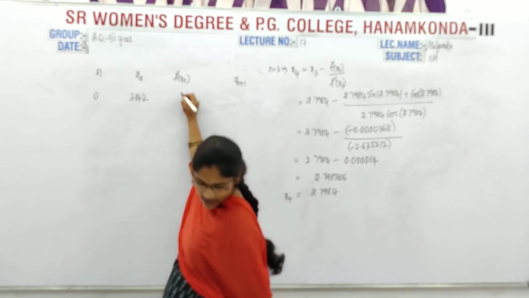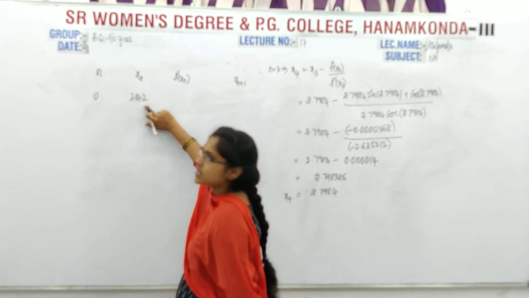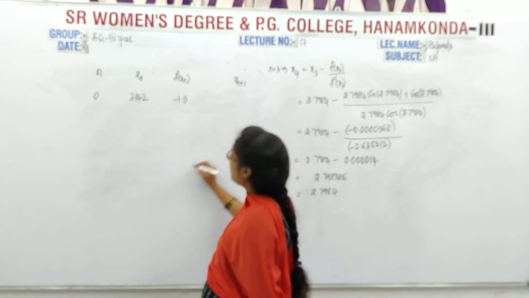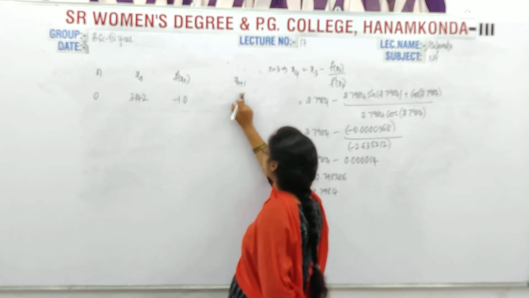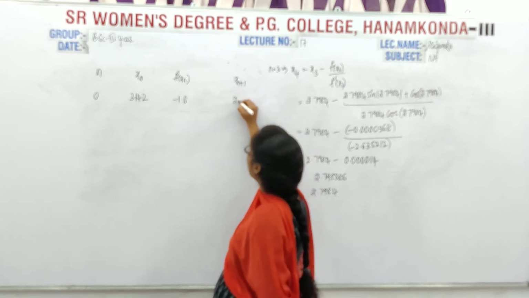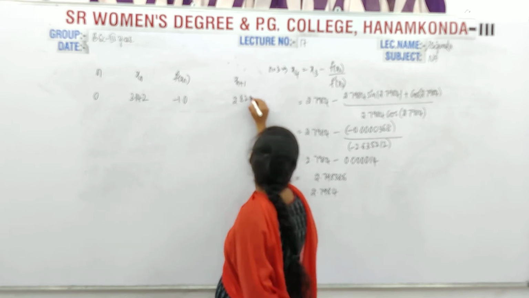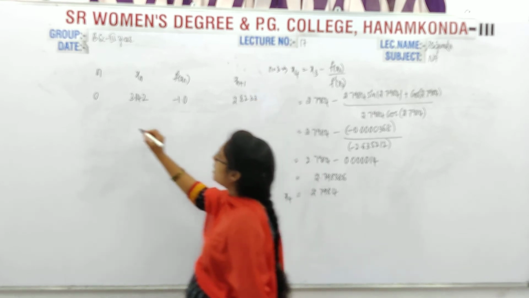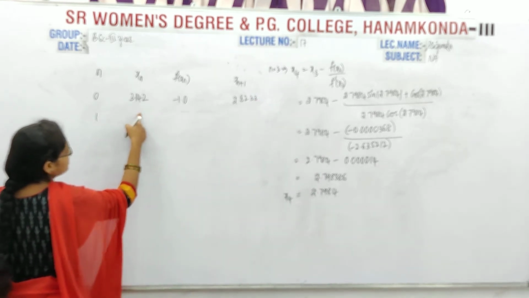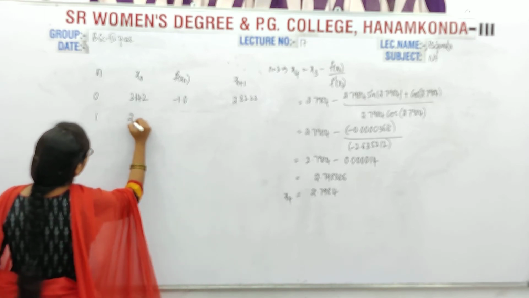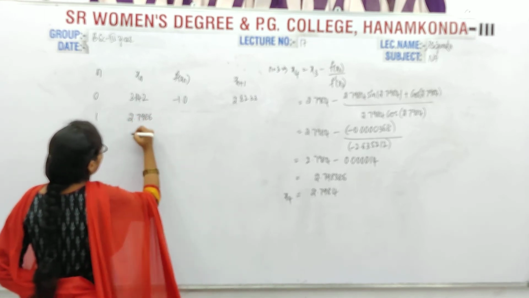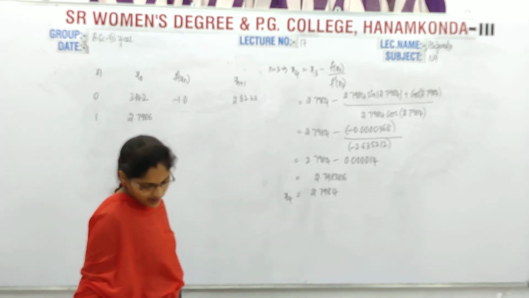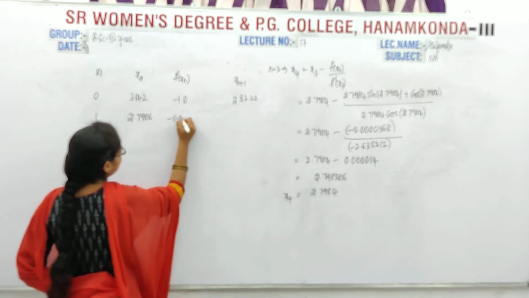Next f of xn. If you substitute this x naught in the given function, then you will get minus 1.0. Then n equal to 0 means what is the x1 value? 2.823, whatever it is, write it. Now n equal to 1, then x1 is 2.7986. For every iteration you can substitute the function value, then we get minus 0.06.